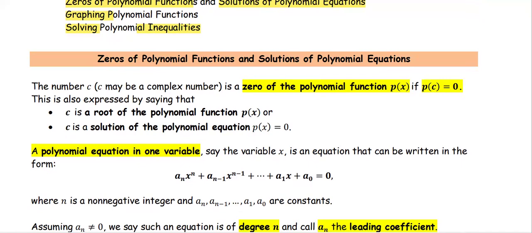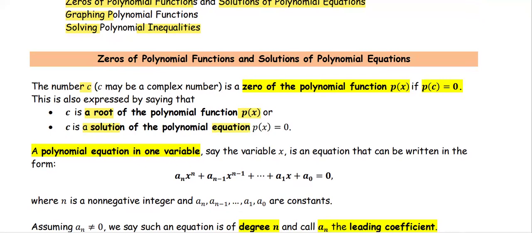The number c, which may be a complex number, is a zero of the polynomial function p(x) if p(c) equals 0. That is also expressed by saying that c is a root of the polynomial function p(x), and c is a solution of the polynomial equation p(x) equals 0.